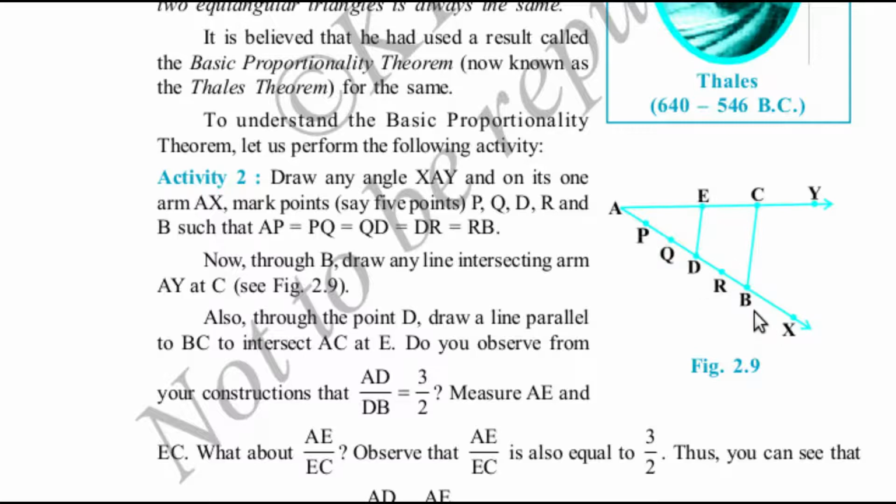Now let us connect from one arm to the other arm. We will connect from point B to point C anywhere on the arm AY. Then again we will connect one more line that is parallel to BC from point D, for instance, to point E. Note that DE must be parallel to BC.